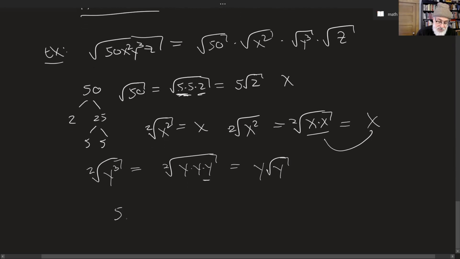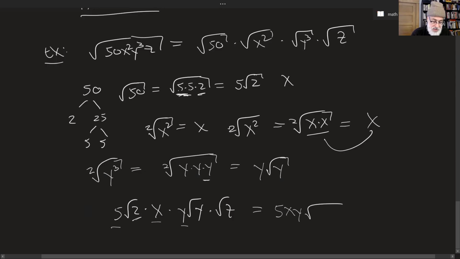So we have 5 square root of 2 times x times y square root of y times square root of z. That's perfectly fine to leave it that way, but it looks a little ugly to me. Remember, the product rule says I can combine the products inside. So I'm going to take what isn't inside and put out here 5xy. I'm going to take a square root, and I have 2yz. So this simplifies to this.